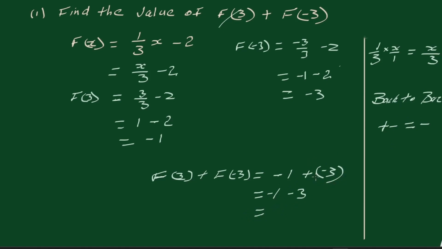Or we could look at it like this. It is plus 1 multiplied by negative 3. So it's plus 1 multiplied by negative 3. 1 times 3 is 3. A plus by a minus gives us a minus when we multiply. So the answer in this case will be negative 4. And that's your answer to the question f of 3 plus f of negative 3.